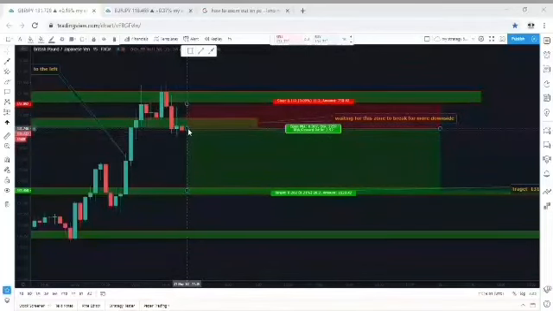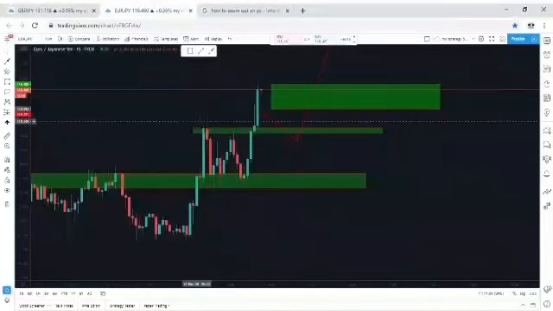Now, we have to wait for what? We have to wait for this to continue bearish so that it can reach down here. That's the main thing we need to wait for right now. That's what we are waiting for. This is going to be a banger trade.